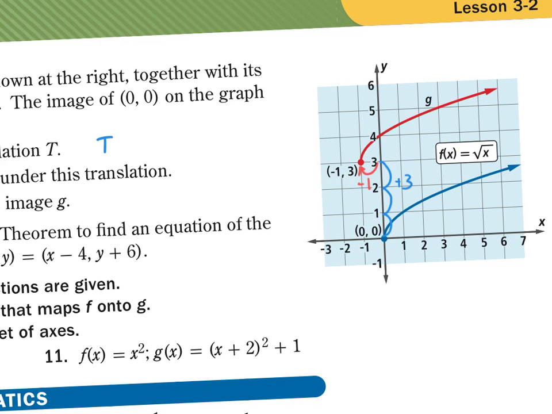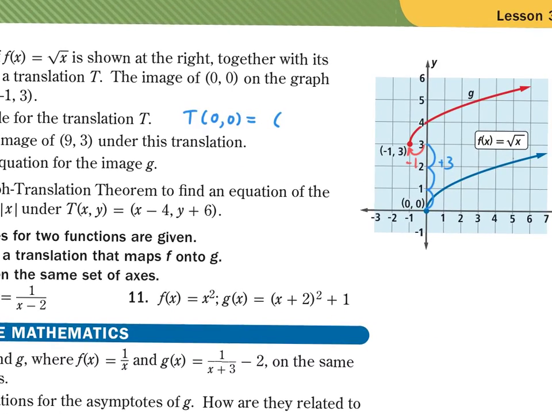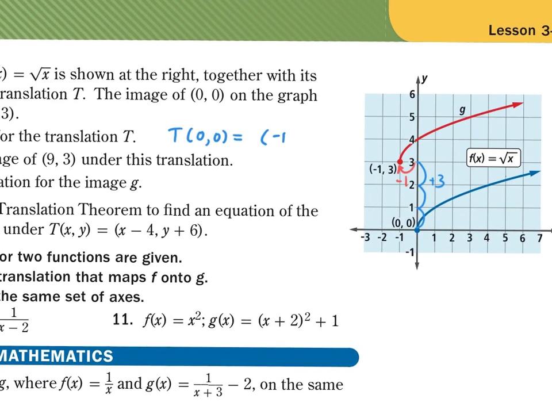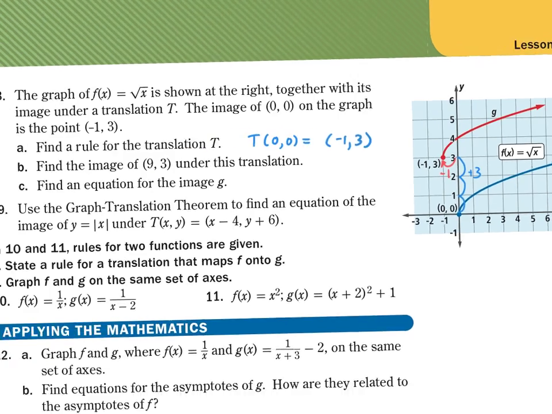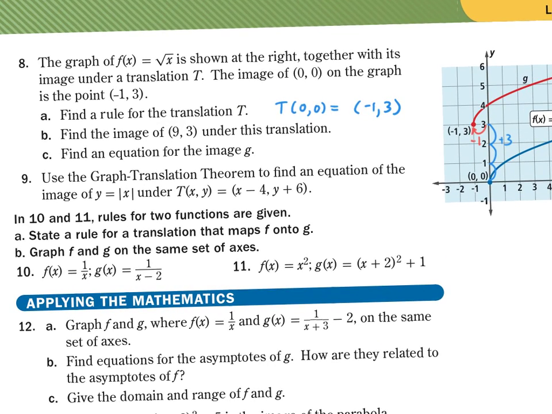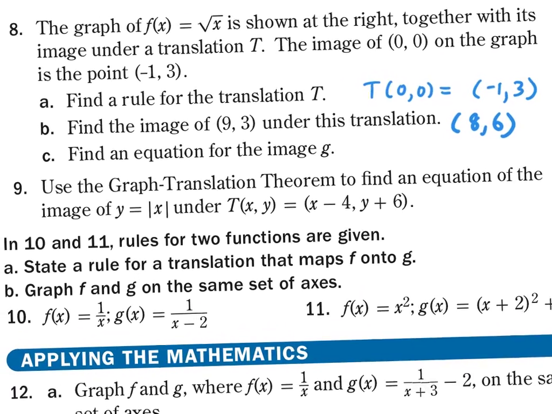Does it matter which one you do? It doesn't matter which one you do, I just want to be consistent. So the point becomes, and all we do is just change that to be negative 1, 3. Like so. Find the image of 9, 3 under this translation. So we subtract 1 and add 3 to that. So the answer there, just mentally we can do, is 8, 6. Like so.